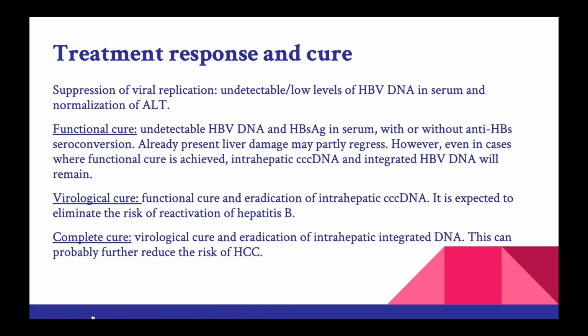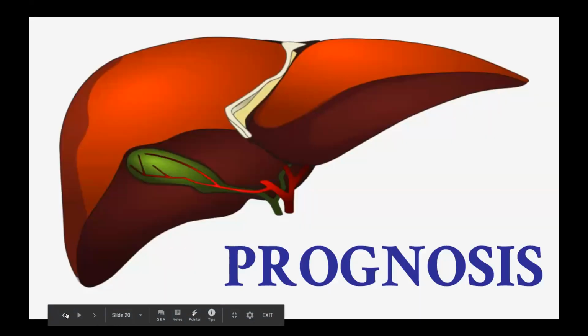For a functional cure, undetectable HBV DNA and HBs antigen in serum with or without anti-HBs seroconversion. Already present liver damage may partly regress. However, even in cases where functional cure is achieved, intrahepatic cccDNA and integrated HBV DNA will remain. For virological cure, functional cure and eradication of intrahepatic cccDNA, it is expected to eliminate the risk of reactivation of hepatitis B. For the complete cure, virological cure and eradication of intrahepatic integrated DNA. This can probably further reduce the risk of hepatocellular carcinoma.